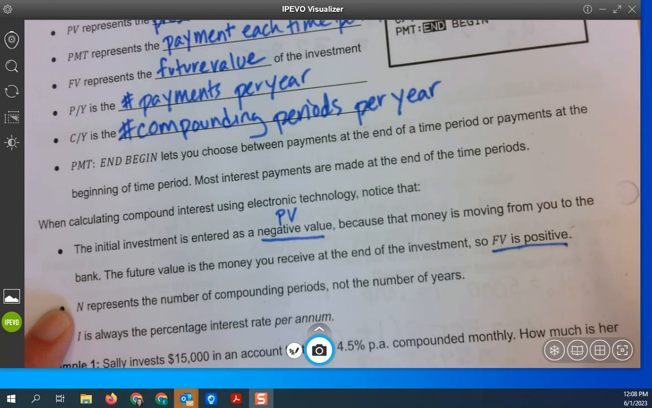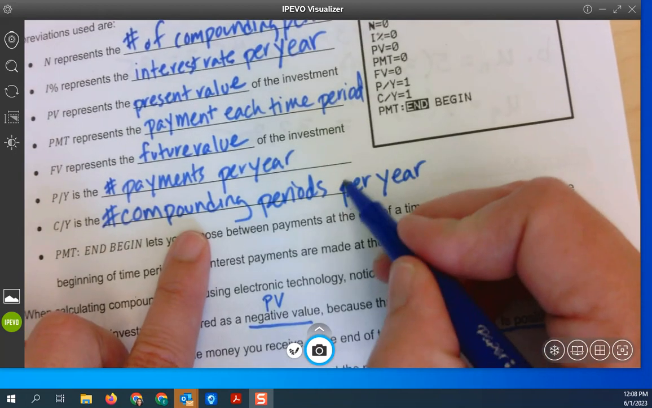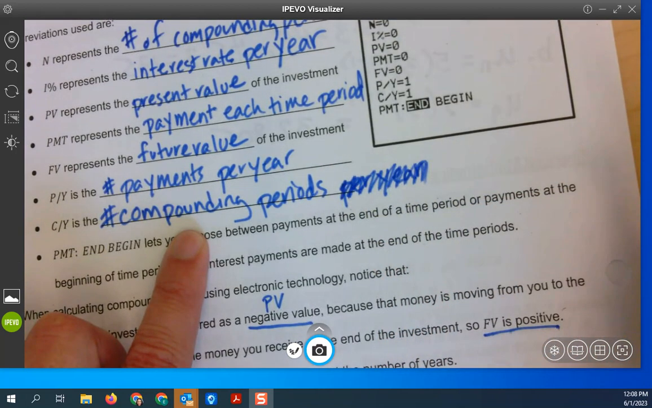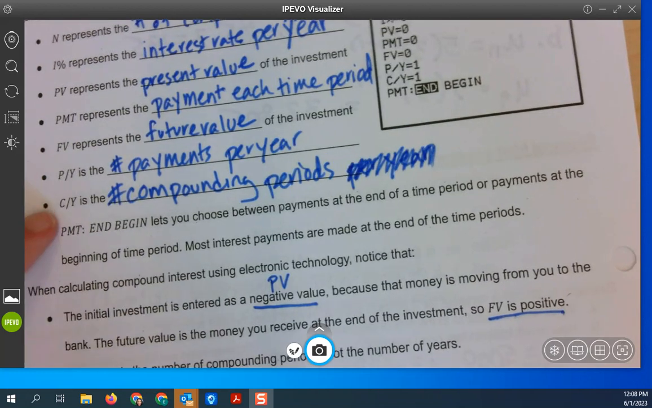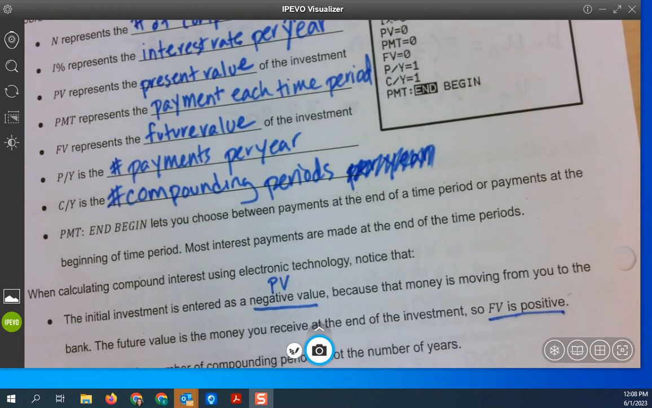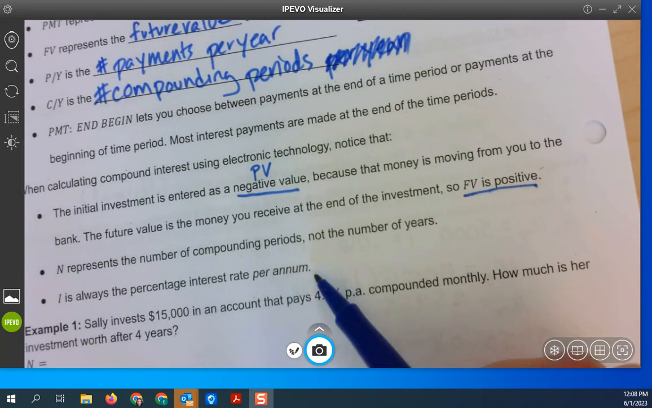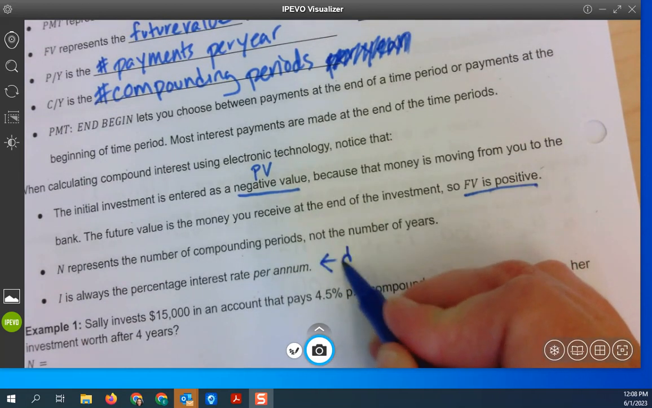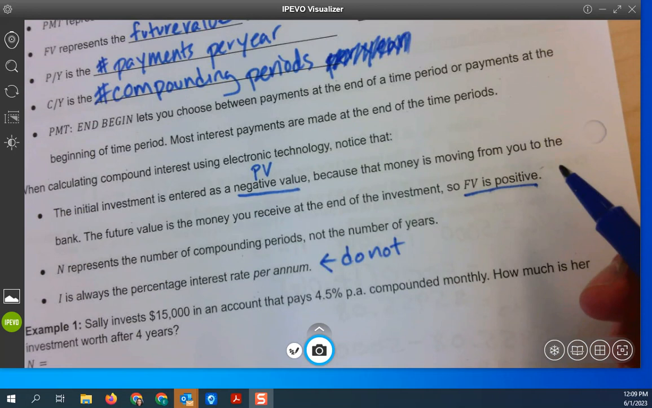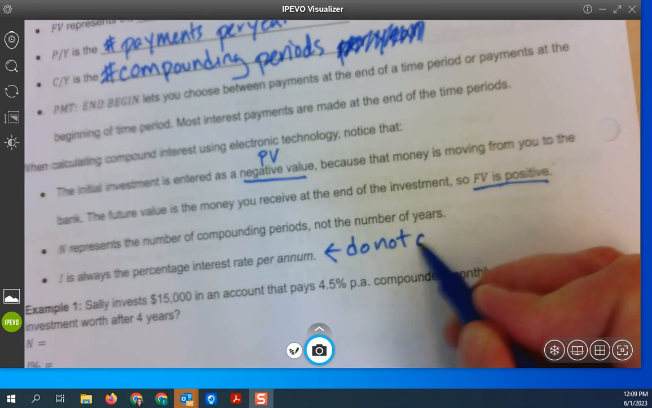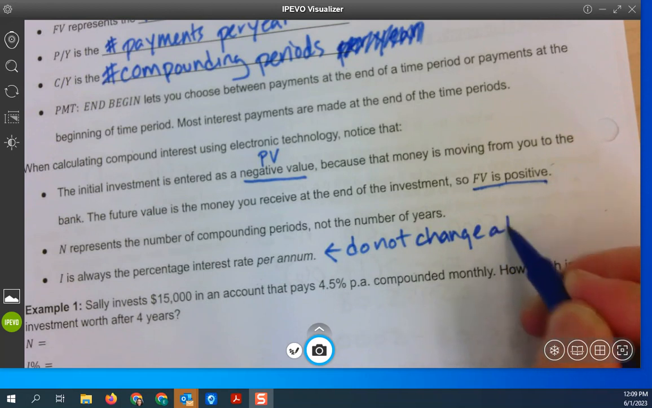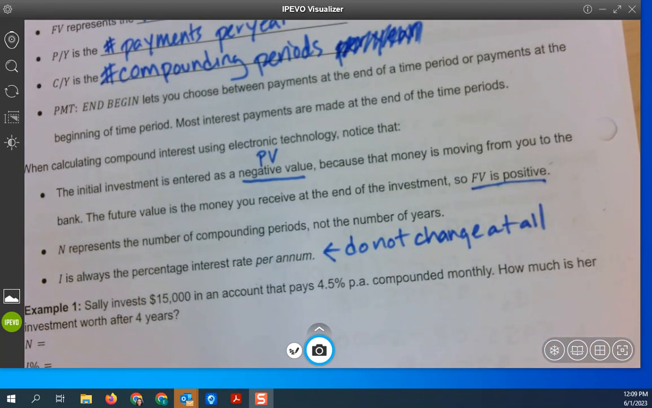N is the number of compounding periods, and I is the interest rate. Actually, you know what? I was wrong about that. It is the number of compounding periods, not per year. It's just the number of compounding periods. Forgive me. So that's the same. And I is the interest rate per annum. We do not divide it, we don't change it to a decimal. We just don't change this number at all. So whatever it says is your interest rate, that's the number that you put for I%.